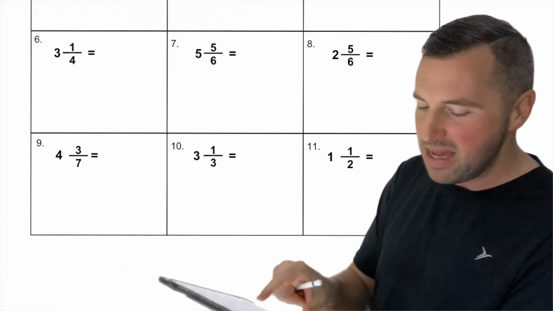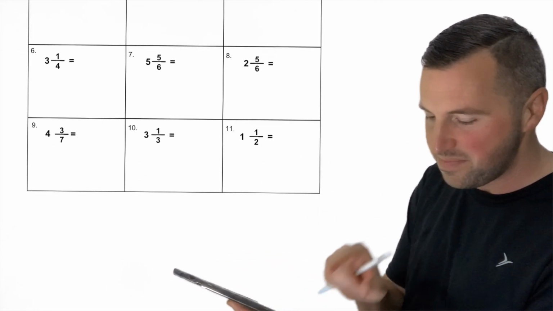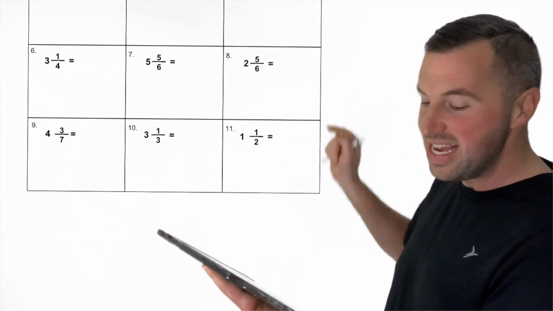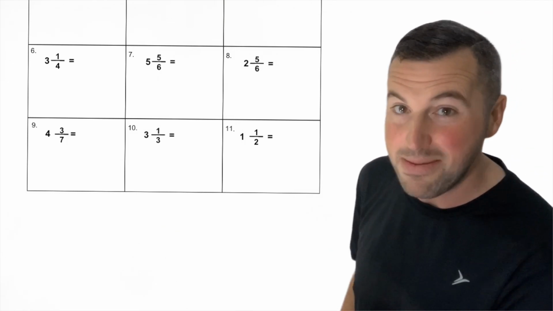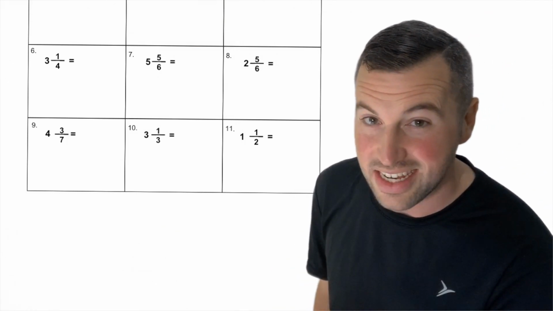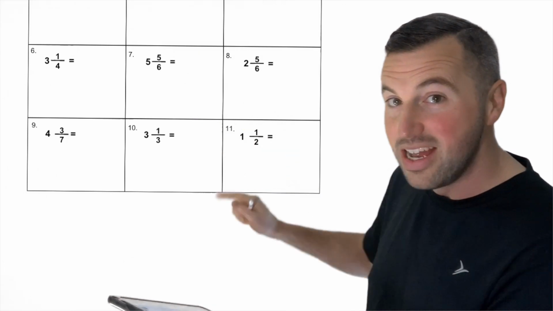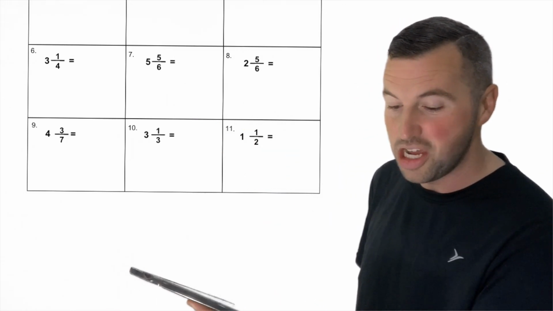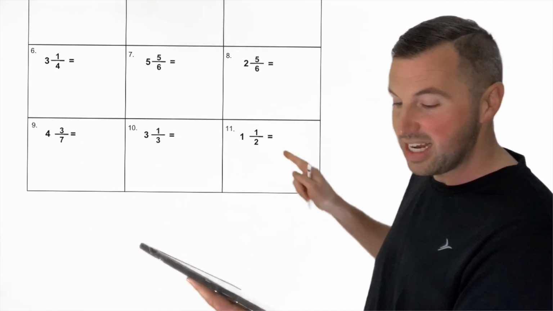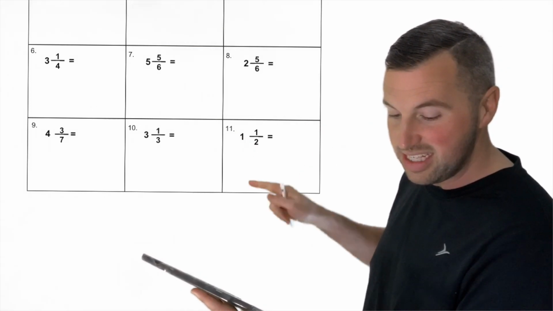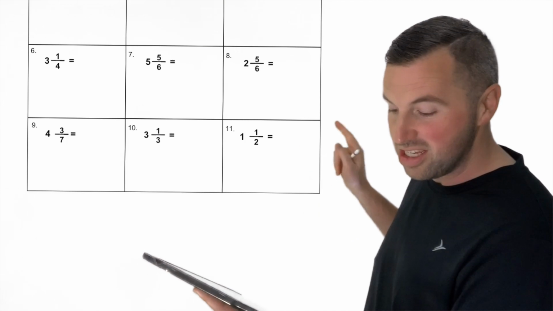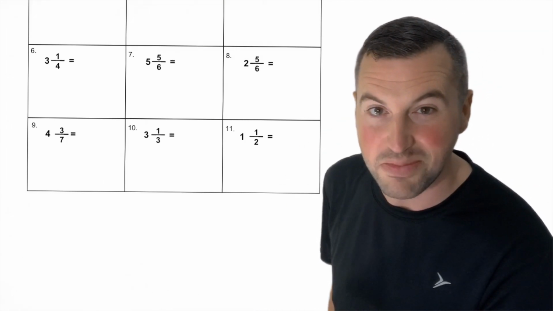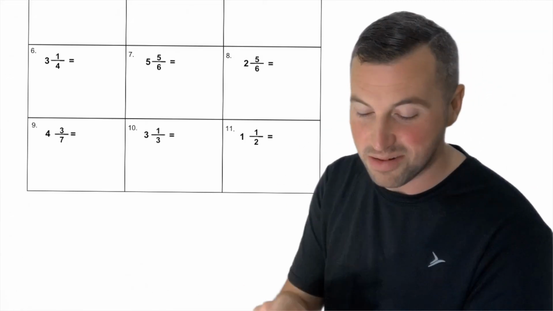Let's see if you can beat me with these ones. So right, I'm going to do 6, 7, 8, 9, 10, 11. We're going to name that whole, but we're going to do it as a race. So you have to see if you can name them in that order faster than me. Ready? Set. Go. 4/4, 6/6, 6/6, 7/7, 3/3, 2 halves. Did you beat me? I hope you did, because you're pretty awesome.